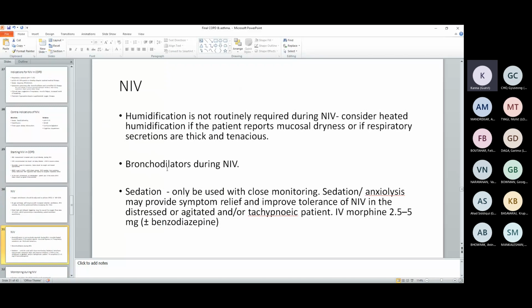And we should continue the bronchodilators with NIV, as we already discussed, when the patient is off the NIV, or even with the NIV, we can give it through the ventilator tubing. Sedation is not routinely used with NIV, but with close monitoring, we can judiciously use sedation, especially if the patient is anxious and not cooperative with the ventilation. We can choose morphine 2.5 to 5 milligram with or without benzodiazepine.